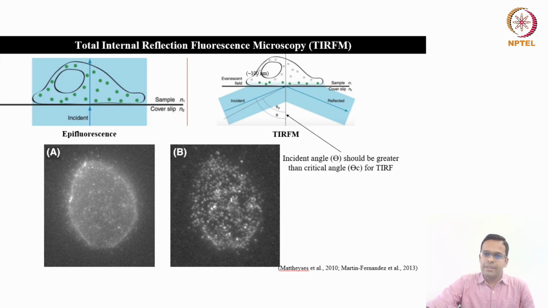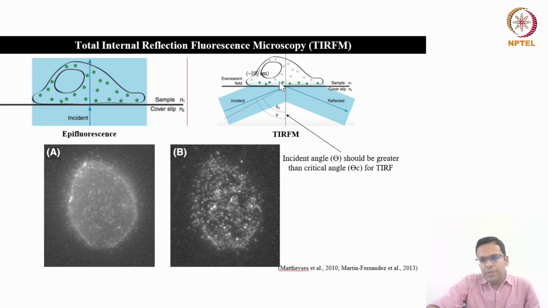So what is the critical angle? The critical angle is the angle above which the light shows total internal reflection. So see here, the theta c is the critical angle, and the angle of the incident light is slightly higher than the critical angle. So whatever light enters will get reflected from the surface and it will produce the evanescent field.